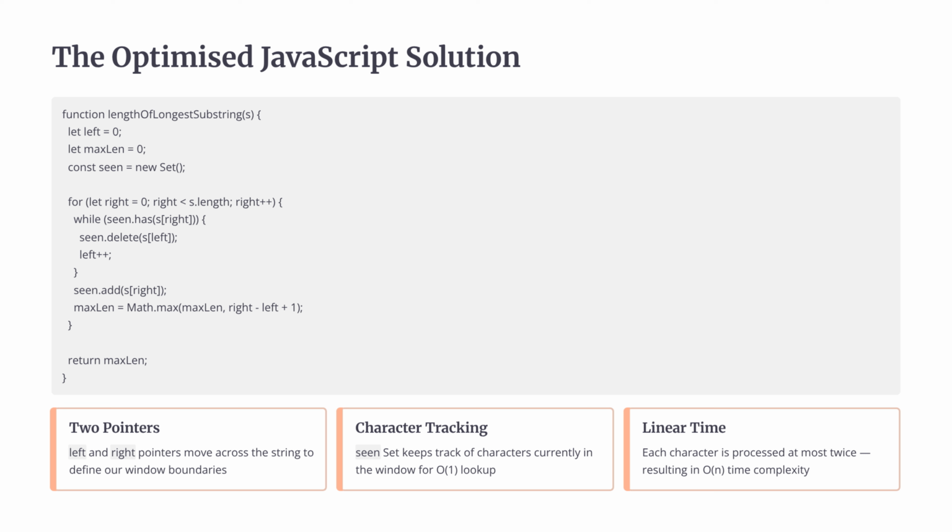Next, we calculate the current window size using right minus left plus 1, and update maxLen with the larger of the two values, using Math.max. After the loop finishes, we return maxLen, which gives us the length of the longest substring without repeating characters. This entire approach works in O(n) time, since each character is processed only twice.